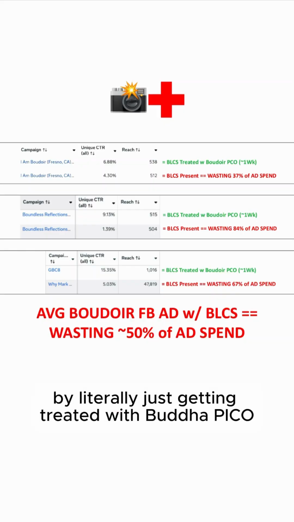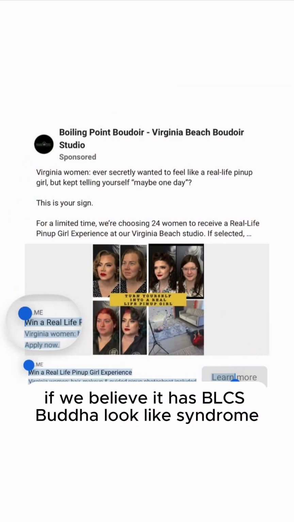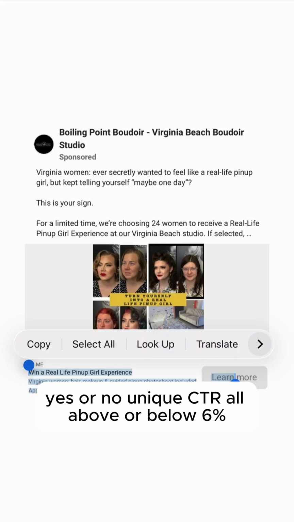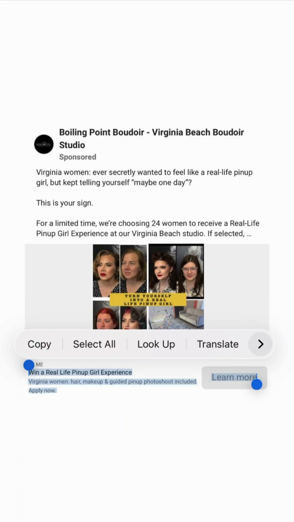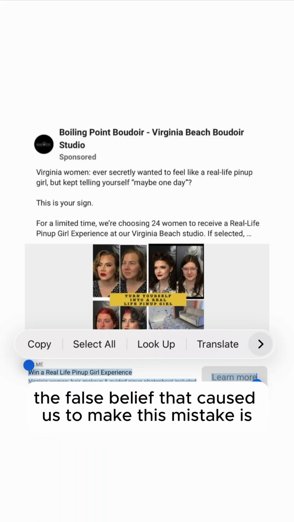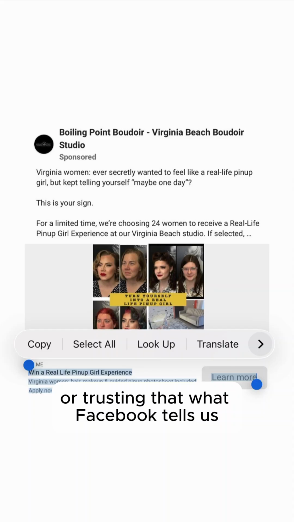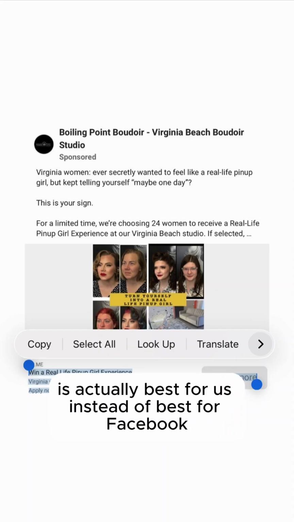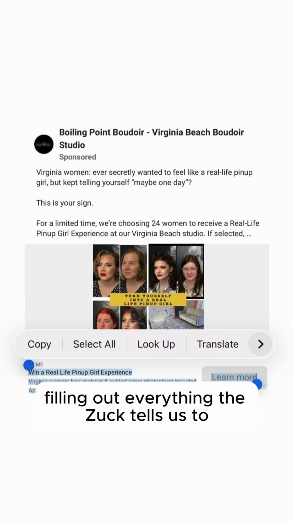Now we're going to diagnose this, see if we believe it has BLCS, Boudoir low click syndrome, yes or no. Unique CTR above or below 6%. So I'm already seeing we got the below creative cluster mistake. The false belief that caused us to make this mistake is we are believing or trusting that what Facebook tells us we should fill out when creating our ad is actually best for us instead of best for Facebook.